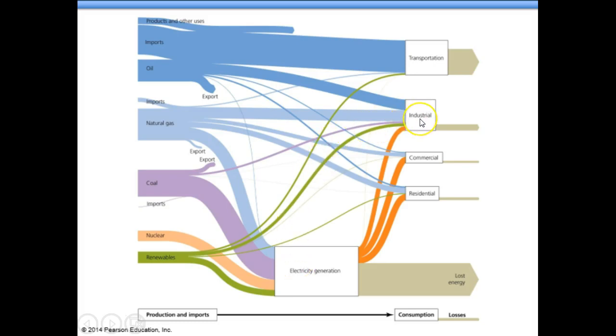We see some of our renewable resources being used in industry and transportation. Our oil, some of it's exported, but most of it goes directly for transportation and some for industry. The electricity that's generated goes for residential, commercial, and industrial. So we can see that major consumption. The gray that we see represents the amount of loss that we get when we use these substances. So obviously, nuclear, renewable, and coal have the most energy that is lost.